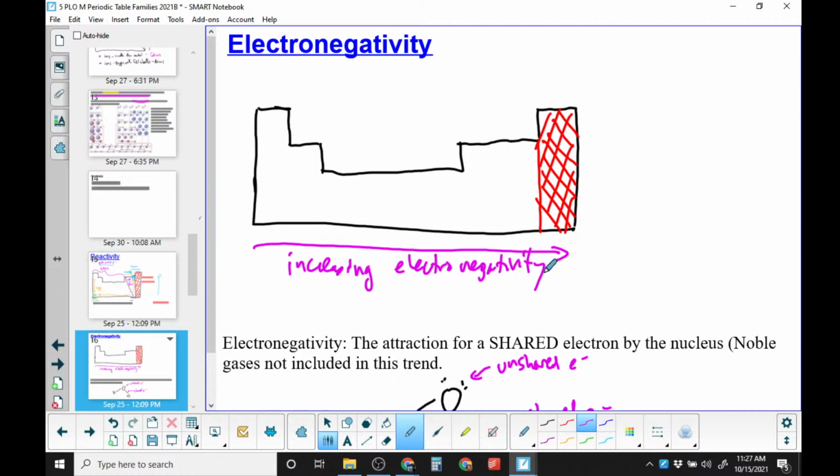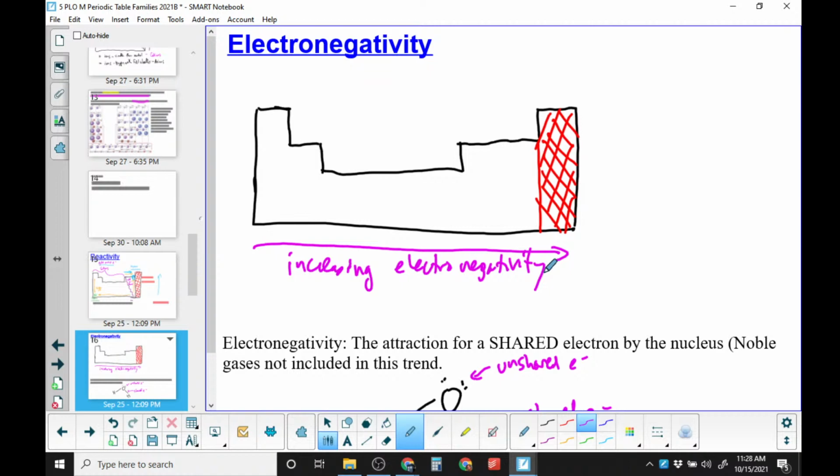Now, I didn't ask you for the reason because I'm going to ask another group. Jonathan, your group. What's the reason for the increasing electronegativity? Why does the electronegativity increase as you go from left to right? Because the nucleus gets more positive. Nice. And that increasing positivity increases the attraction to the shared electrons. Well done.